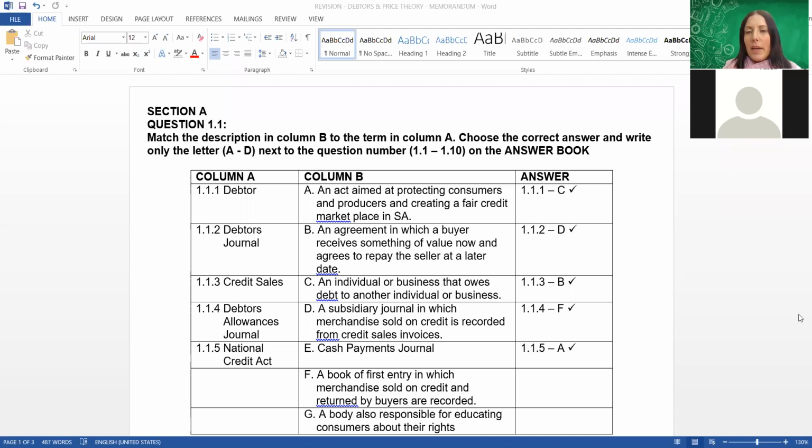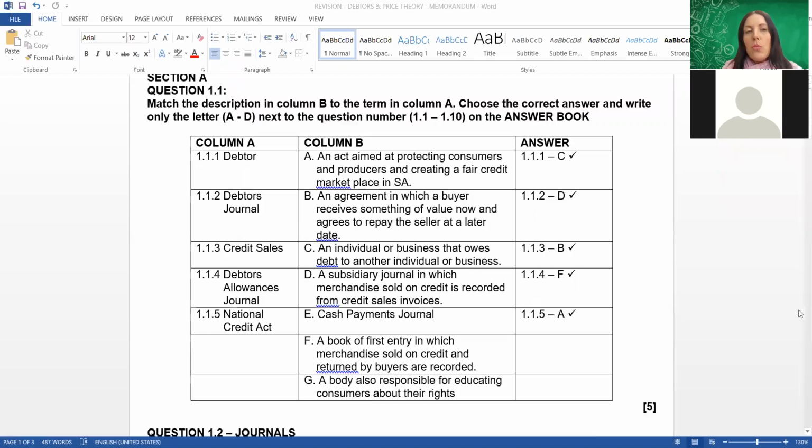Question 1.1 was fit column A to column B. So 1.1, a debtor is C. So you'll see here's the answers there. So you can just mark. C is an individual or business that owes debt to another individual or business. I would rather say money, but debt is probably fine.